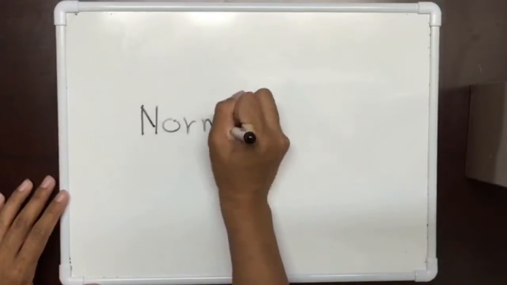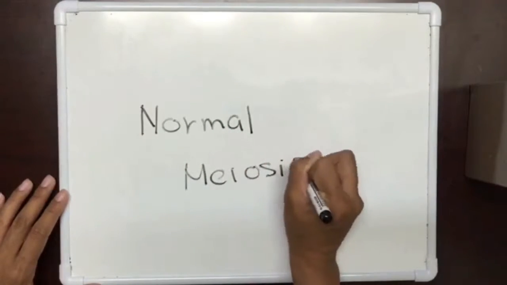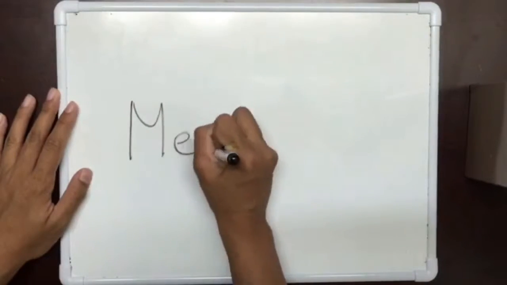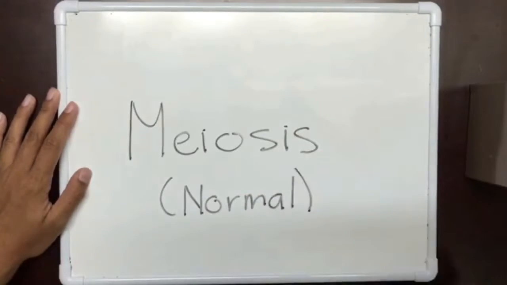Here's an example of normal meiosis, or the process of creating sex cells or gametes. So in the same species, a male gamete, sperm, can fertilize a female gamete, egg, to reproduce sexually.